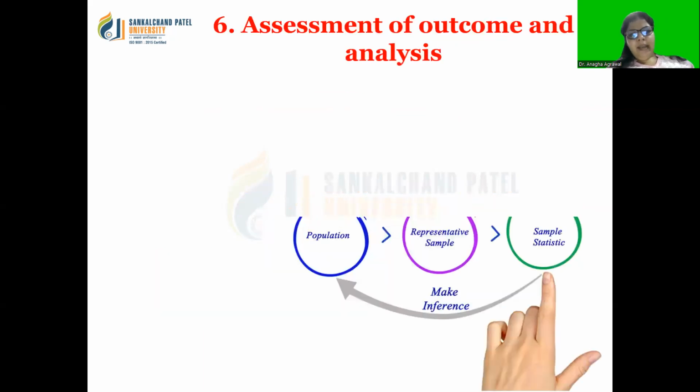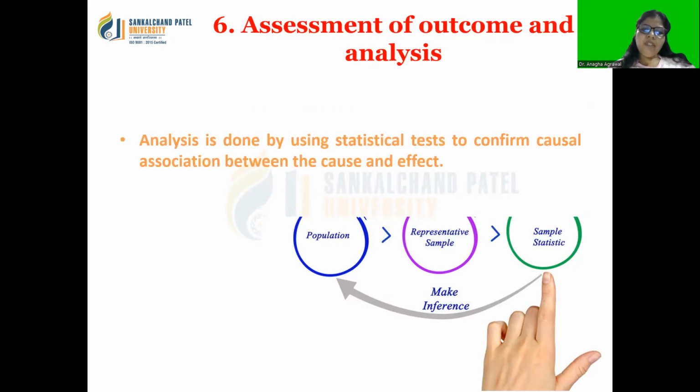Finally, the analysis. Analysis is done using statistical tests to confirm a causative association between cause and effect. There are various statistical tests according to your study groups, and you can apply them to find the association between the risk factor and the disease. There may be positive or negative results, and both are equally important. Positive results say there is a positive association between a risk factor and disease, so eliminating this risk factor may reduce some amount of disease, whereas negative results say that this is not a risk factor for this disease and we have to find some other reason for this disease.